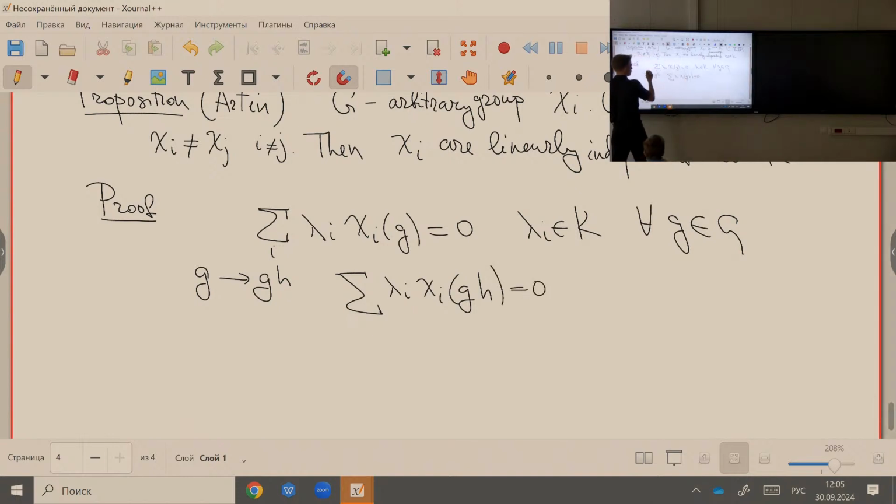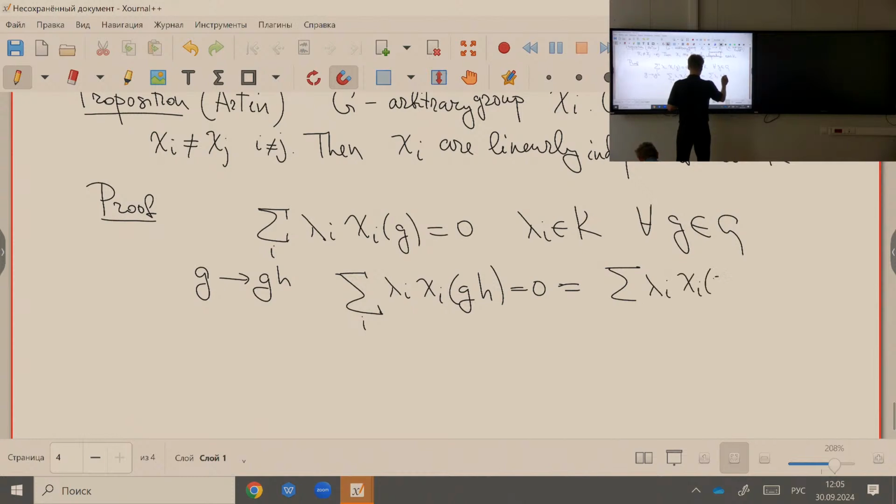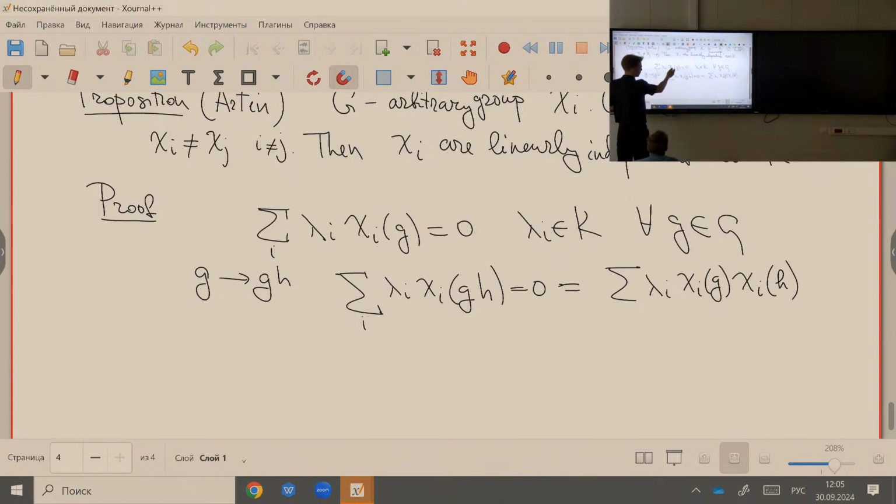Yeah, and this is of course equal to lambda I. So the character is a homomorphism of multiplicative groups. Yeah, so the character is multiplicative. Suppose that lambda 1 is not equal to 0.